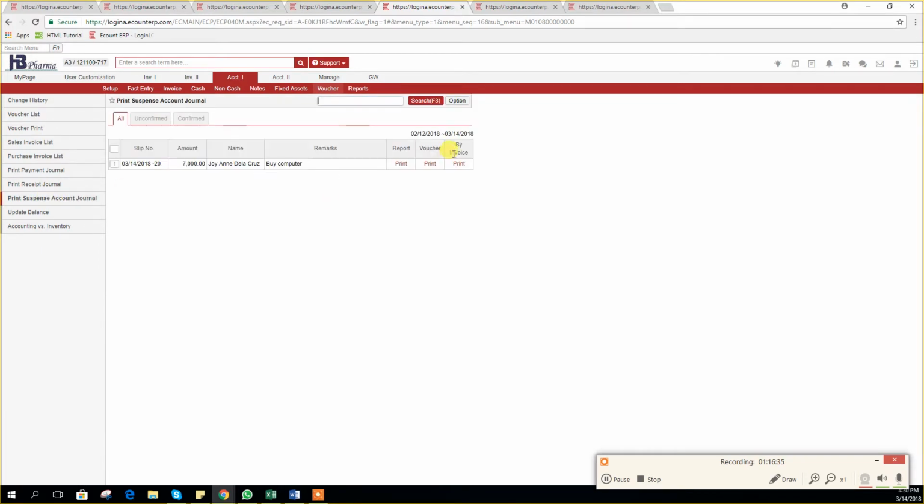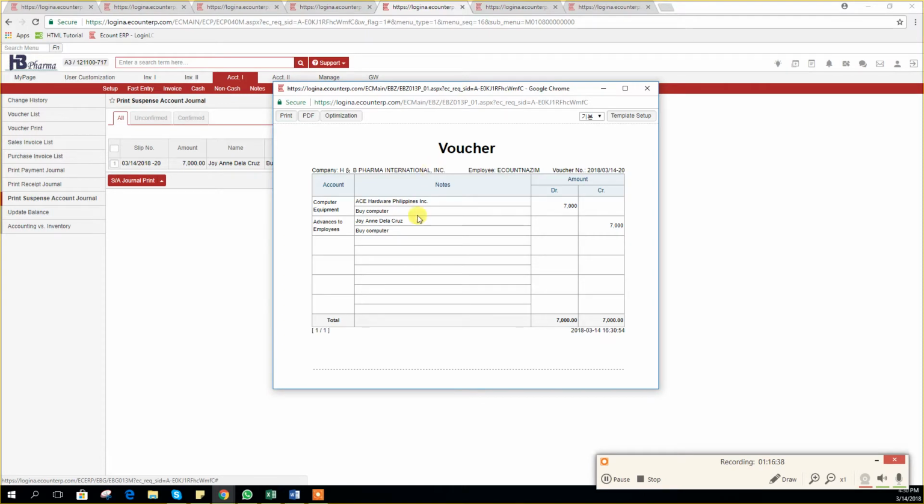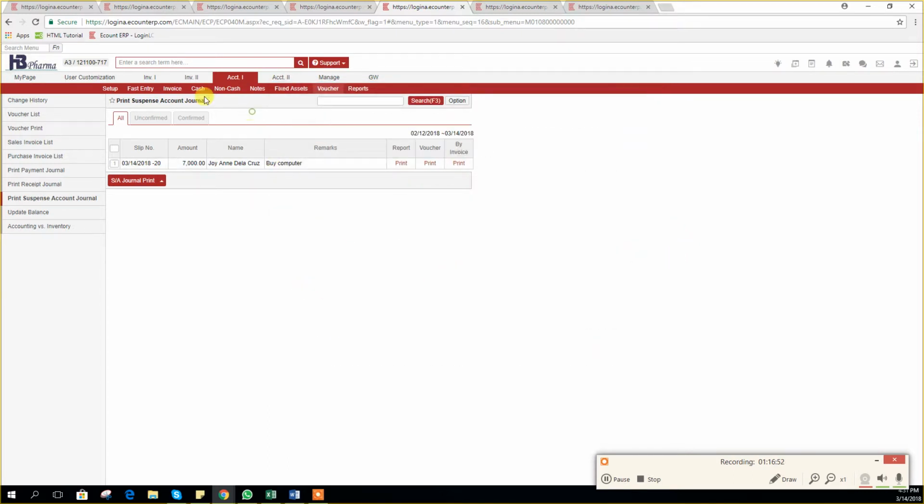The journal entry is going to be debit computer equipment and credit advances to employees, not bank. It's nothing to do with your bank. This SA journal. So now the company gives 10,000 to Joy, and then Joy goes and buys the computer. Joy comes back with a receipt of 7,000. So how much is Joy supposed to pay back the company? It has to be 3,000.